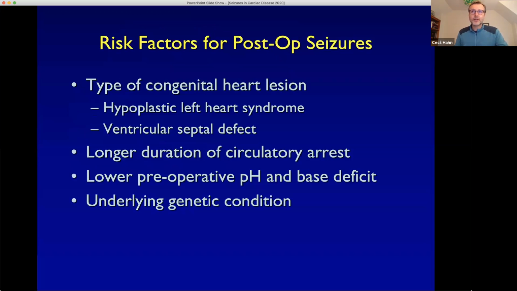After surgery, here are the main risk factors. So certain types of congenital heart lesions are known to be associated with higher seizure risk: hypoplastic left heart and VSDs, longer circulatory arrest, lower preoperative pH and base deficit, and an underlying genetic condition, because those are also more commonly associated with brain malformations.